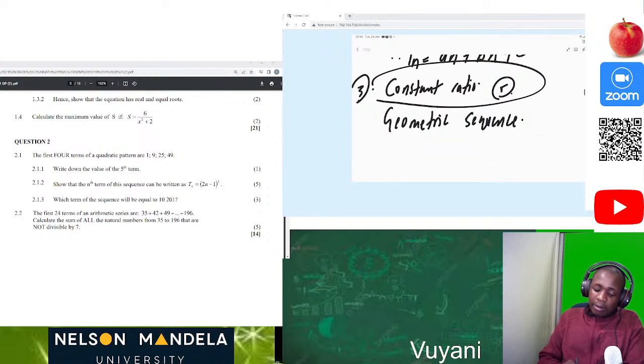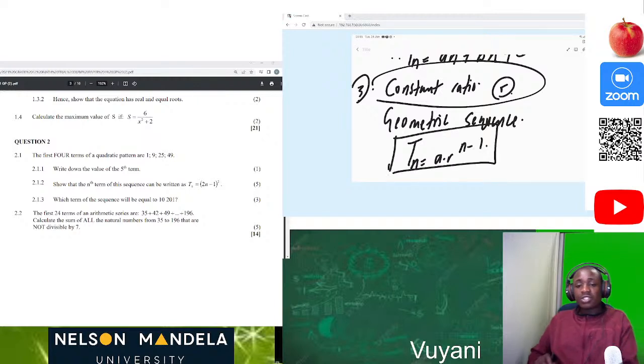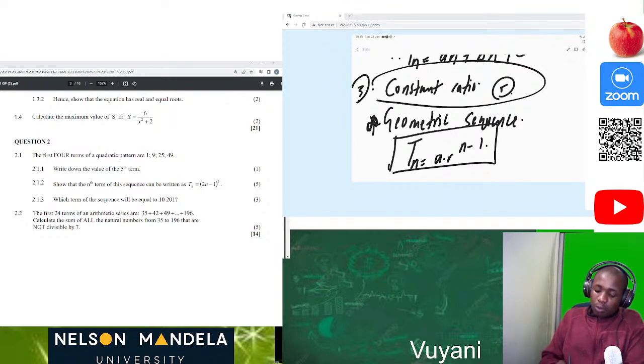And the general formula is Tn is equal to A times R to the power n minus 1. This is the formula for the general term for a geometric sequence. So what is A? A is the first term in the sequence and R is the constant ratio.